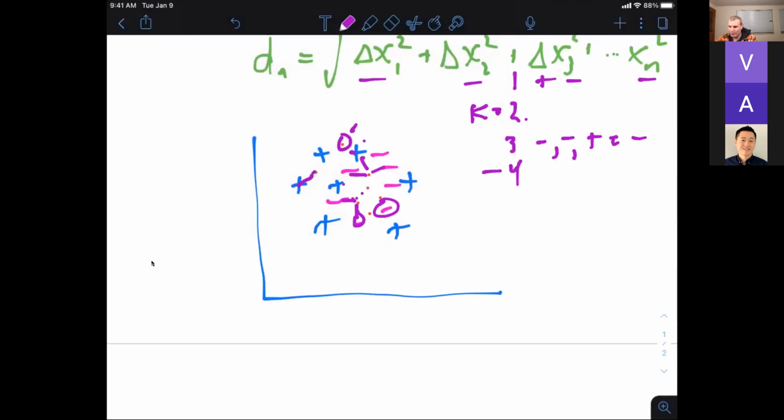I'm looking at a K equals 4. I'm only looking at my 4 nearest neighbors. 3 of them are a negative. 1 of them is a plus. I must be a negative. That's the basis of the entire K nearest neighbors algorithm.